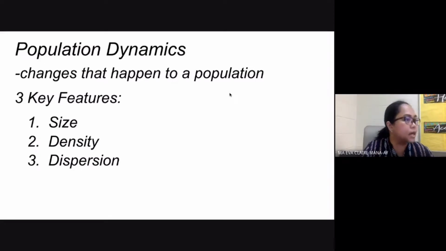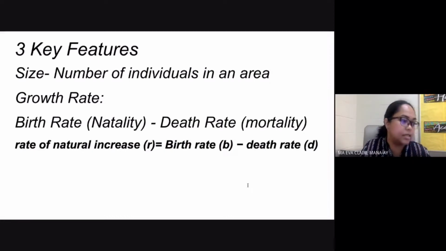When you say dynamics, these are changes. So when you say population dynamics, this studies how a certain population would change. And there are three key features here: the population size, the population density, and population dispersion. We are going through the different key features one by one, starting with your population size.